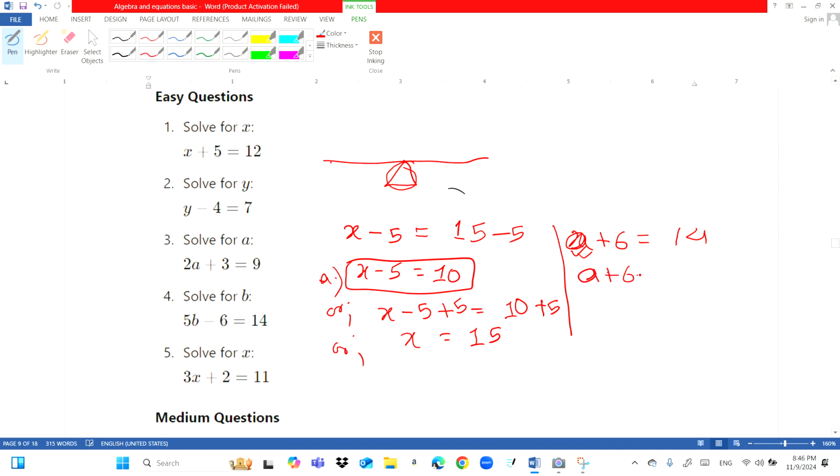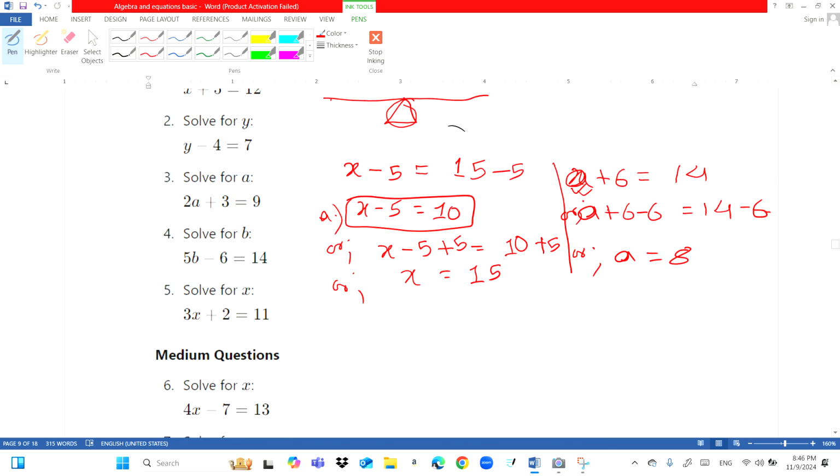So a plus 6 minus 6 equals 14 minus 6. What I have done is subtracted 6 on both sides. Don't forget to write "or" here. Now the 6s will cancel each other and we will have a equals 8. That's all we have to do. What I have done here is just try to make the variable alone. We have variable a here and variable x here, just trying to make them alone.